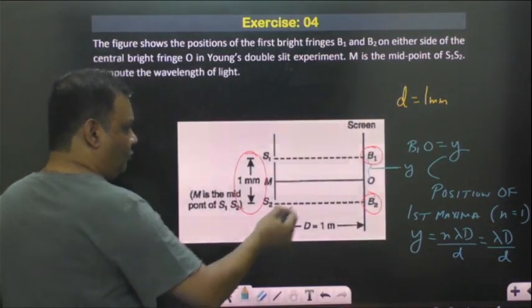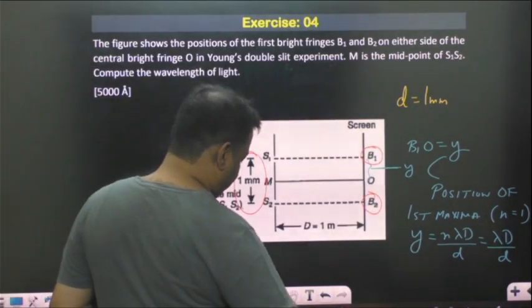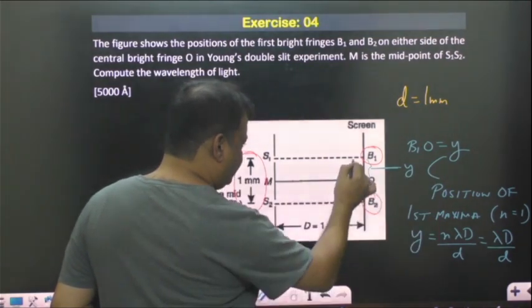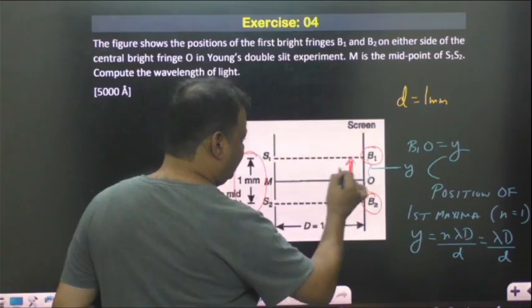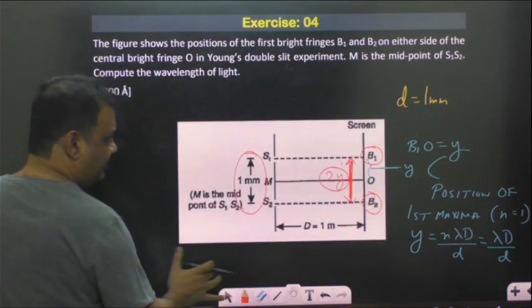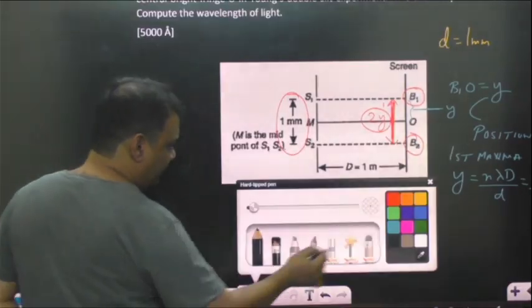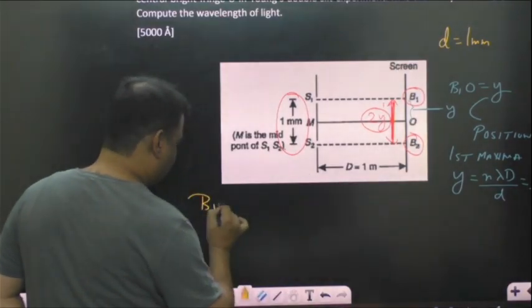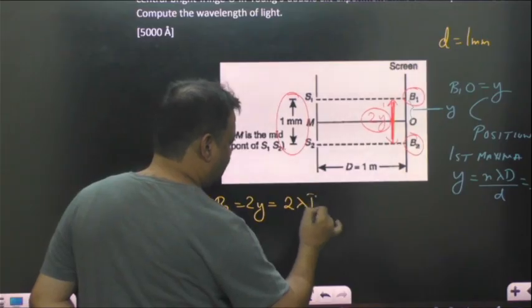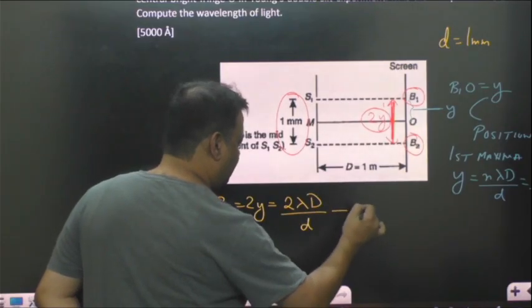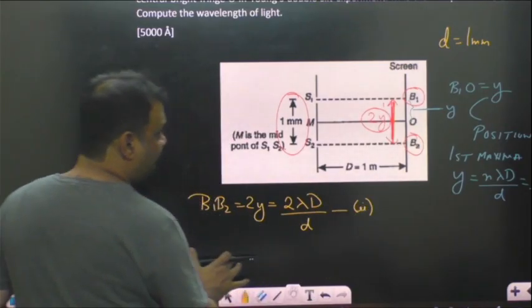Okay. What will be the distance B1 and B2? So B2 is also the first maxima, and maximas are located symmetrically. So if this is y, this whole distance will be what? 2y, isn't it? So your B1, B2 will be 2y, that is 2 lambda capital D by small d, correct?